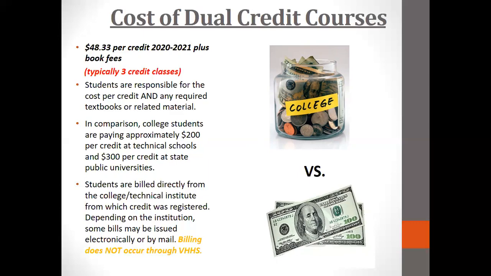Students are billed directly from the college and technical institution from which the credit was registered. Depending on the institution, some bills may be issued electronically or by mail. I want to make it very clear that the billing does not occur through Viber Curly High School. It will be directly from them, and they'll give you information as to how to pay your bill. And I have plenty of students ask me every year, like, where do I go and pay my bill? And I can help walk you through that as well.